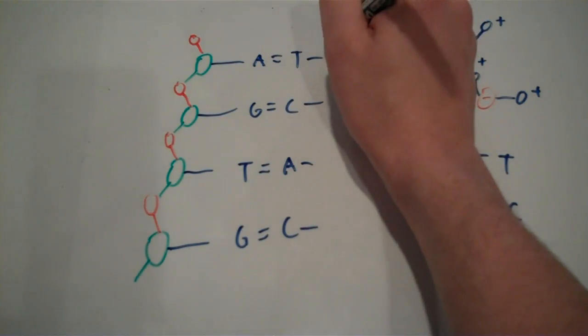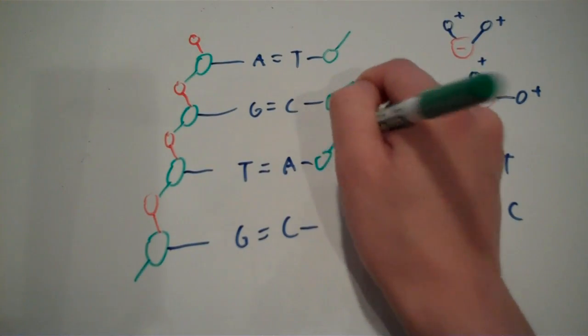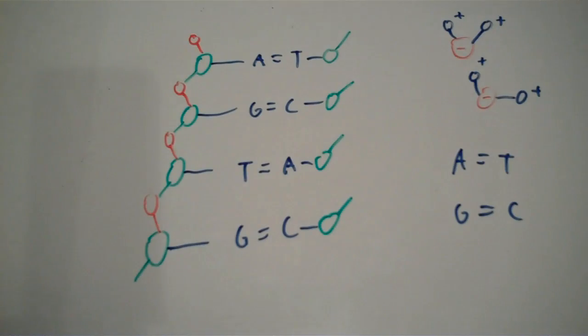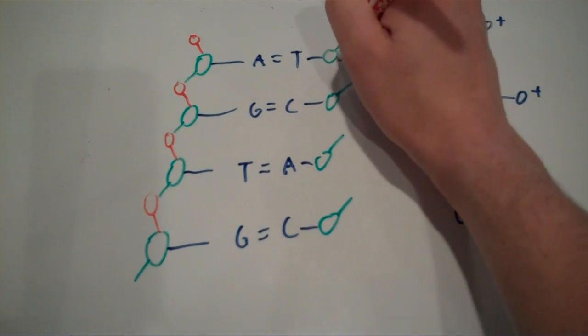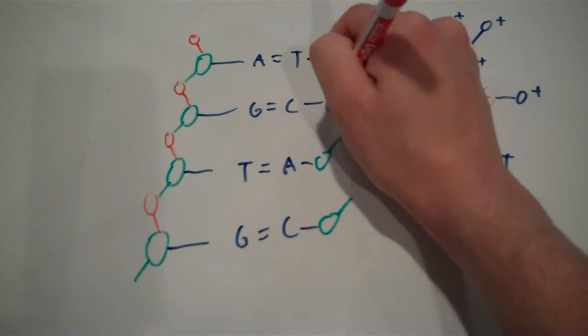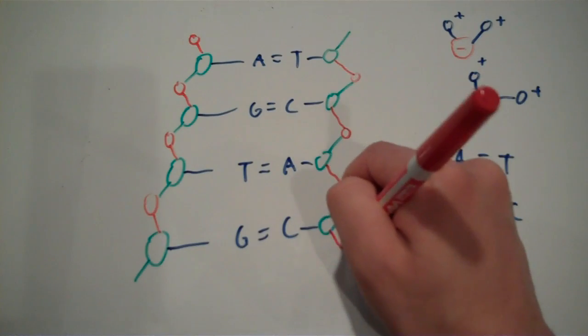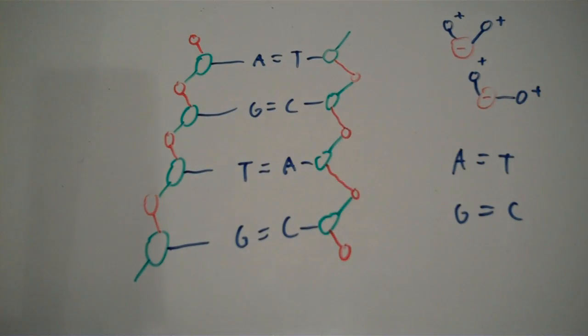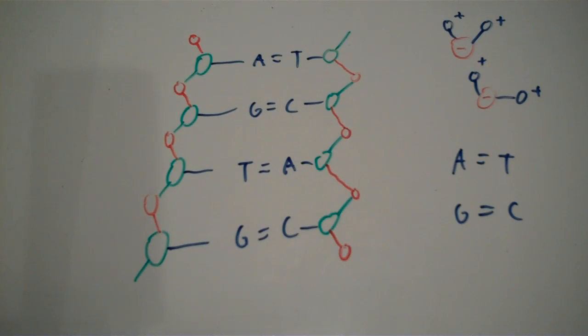Now, another thing I should mention about hydrogen bonding is that it is relatively easy to break a hydrogen bond. If you add enough energy in the form of heat, you can actually break hydrogen bonds. And this is why a fever is so dangerous. If your body temperature gets too high, the DNA essentially splits apart. Not exactly something you would want.